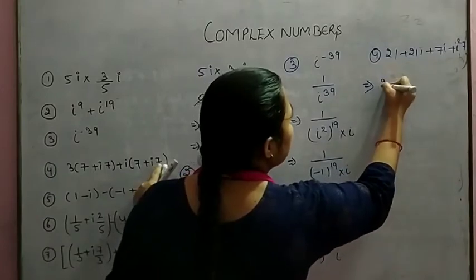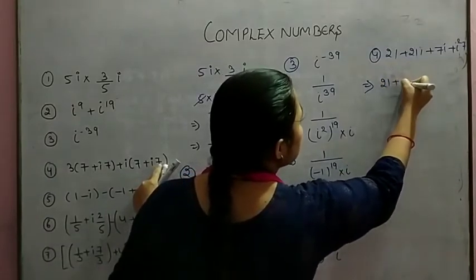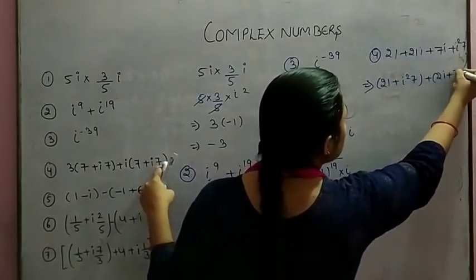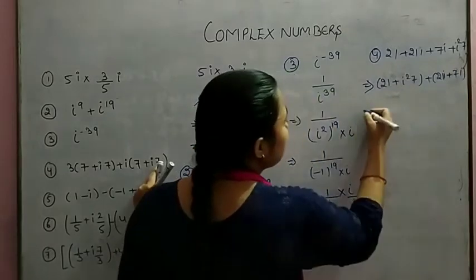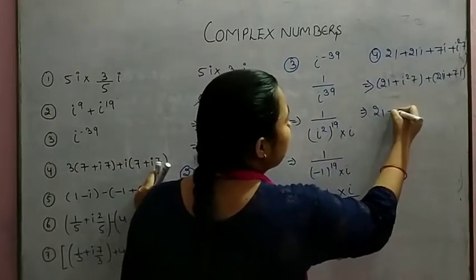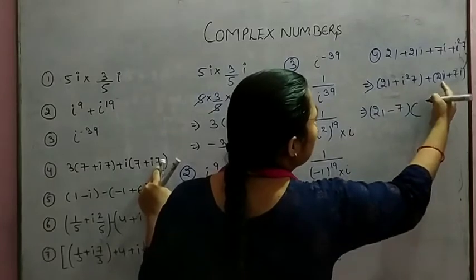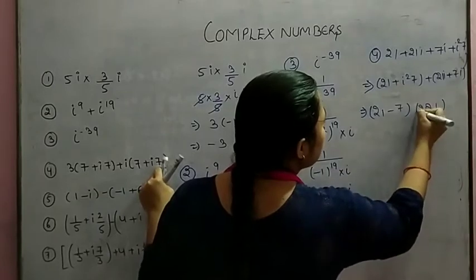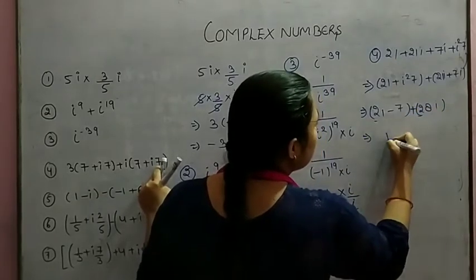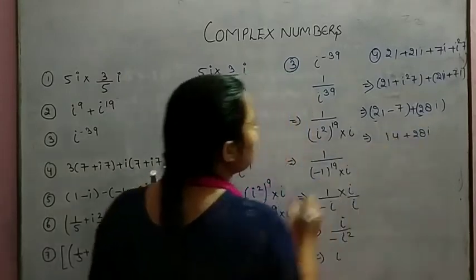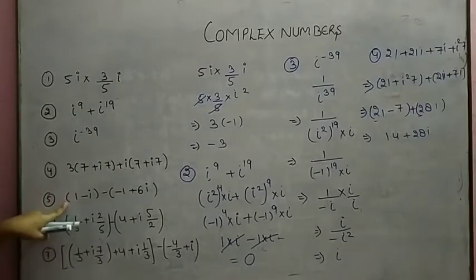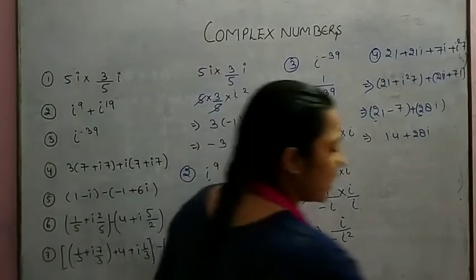Now write down 21 plus i square 7 in combine, and then 21i plus 7i in combine. Just put the value of i square, we get minus 7, and 21i plus 7i we get 28i. Now 21 minus 7, 14 plus 28i we get as a solution. Correct. Now come to the fifth one. This is 1 minus i minus minus 1 plus 6i.